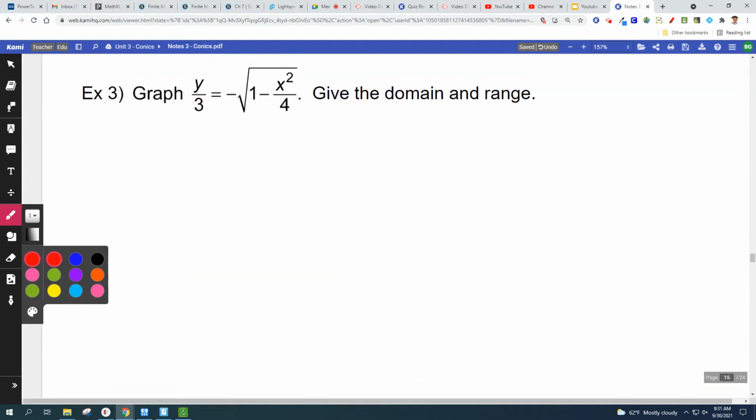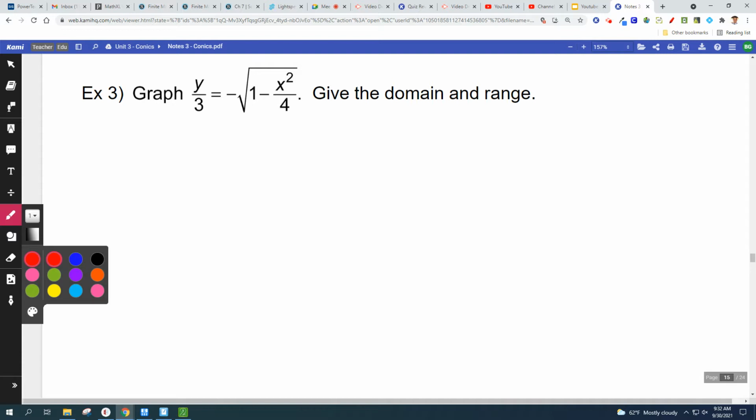Okay, number 3. Graph this, give the domain and the range. All right, well, it's not at all obvious what in the heck this looks like. It's not at all obvious that this is an ellipse when you look at it. You could probably take it over to Desmos and plug it in and it'll graph it. It won't do what you expect, though, probably.